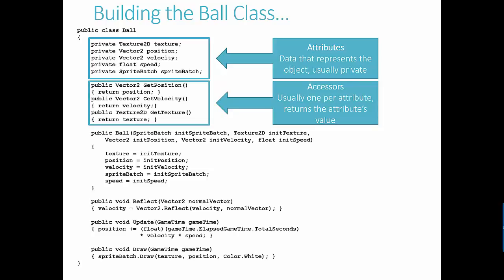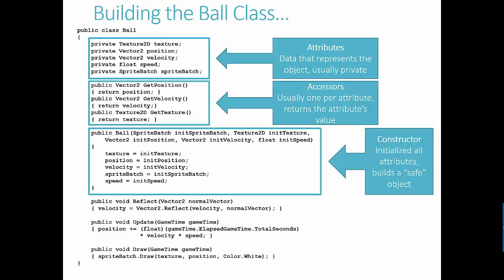We then see 3 accessors that will allow the Game 1 class or paddle class to access the ball's position, velocity, and texture. Notice that we don't have any set methods for these attributes. That's because we don't want any outside class altering these values directly. They must use the reflect method below.